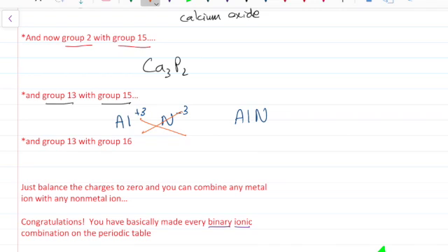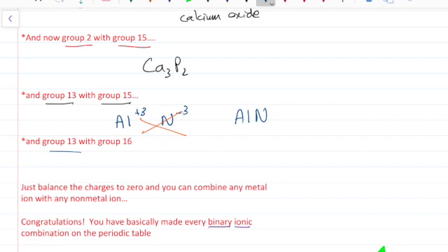Now you may say, well, wait, I like that switcheroo thing you did. Can I just switch the numbers and write Al3N3? Well, you can, but you're not correct because you have to reduce to the lowest ratio, and that's a 3 and a 3, so that becomes a 1 and a 1. So be careful with the switcheroo thing. If your charges are balanced, you only need 1 of each. So just be careful with shortcuts that they don't mess you up.